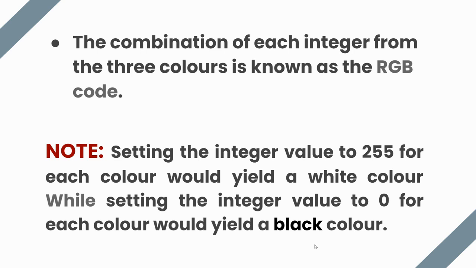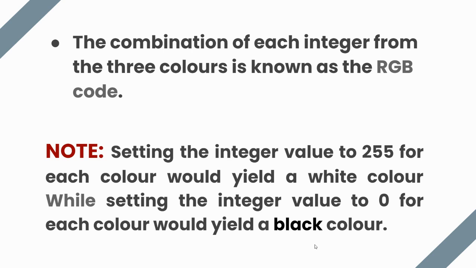white color. Why? Because if you set the red to the highest, the blue to the highest, and the green to the highest, and you merge all of them together, you'd actually get a white color at the end of the day. And I think this also applies practically: if in real life you mix equal proportions of red, blue, and green, you would probably get a white color.